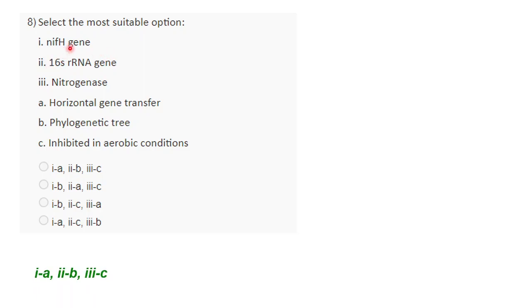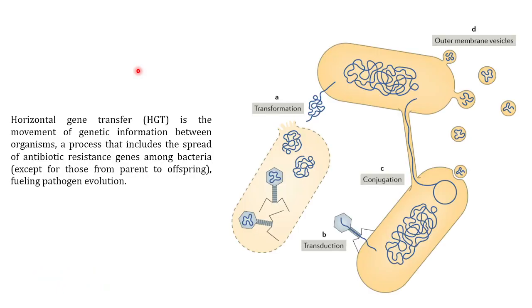Right. NIFH gene. This gene is very popularly transferred by horizontal gene transfer. So what is basically horizontal gene transfer? Horizontal gene transfer is the movement of genetic information between different organisms, and by this process various antibiotic resistant genes are also transferred from one bacteria to another.